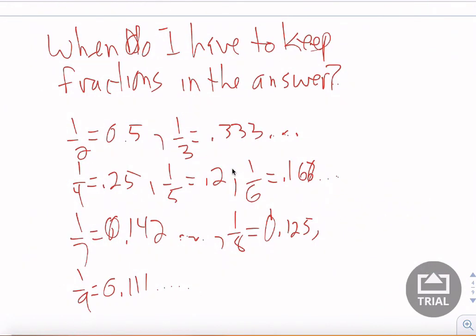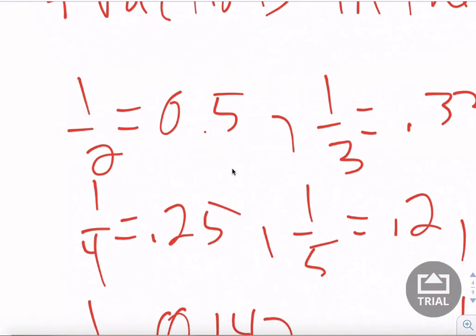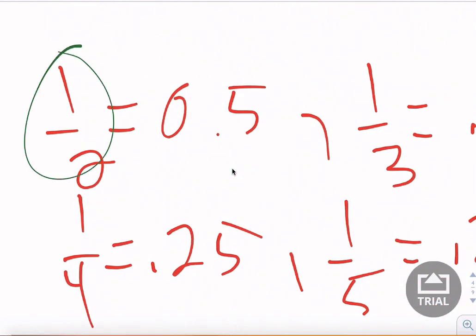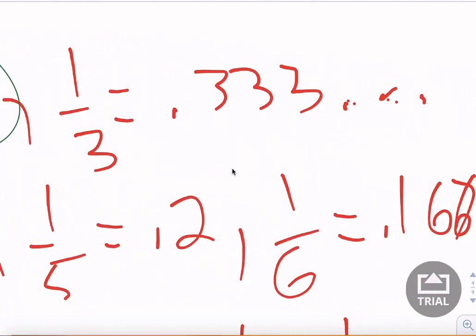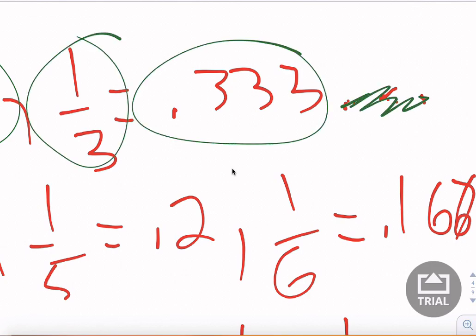So sometimes we need to keep fractions in answers, and when is that? Again, this is more just prior knowledge. When is it that I have to keep a fraction in an answer to prevent rounding? Well, let's look at some fractions. Are 1/2 and 0.5 exactly the same thing? Absolutely. We don't have to round. What about 1/3 and 0.333? Are those the same thing? Actually, they're not, because it's 0.33333 forever.